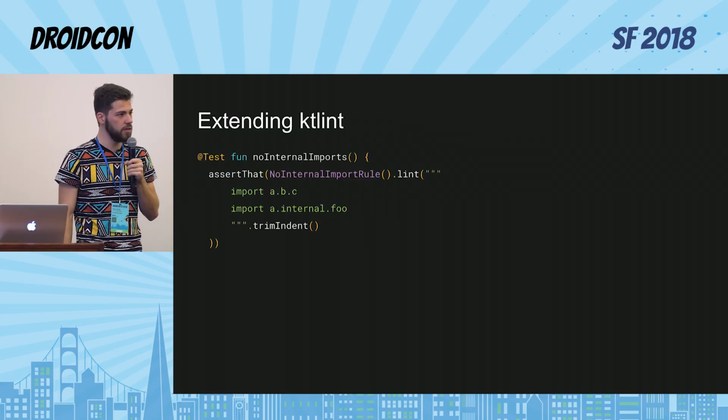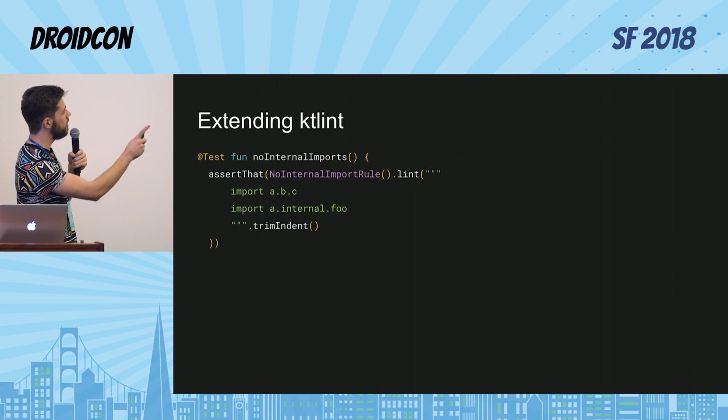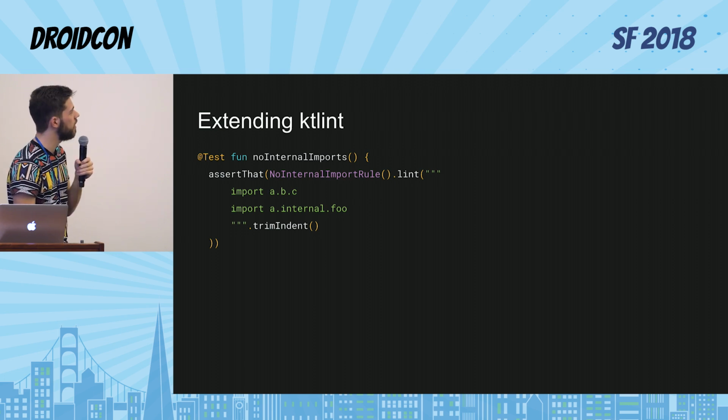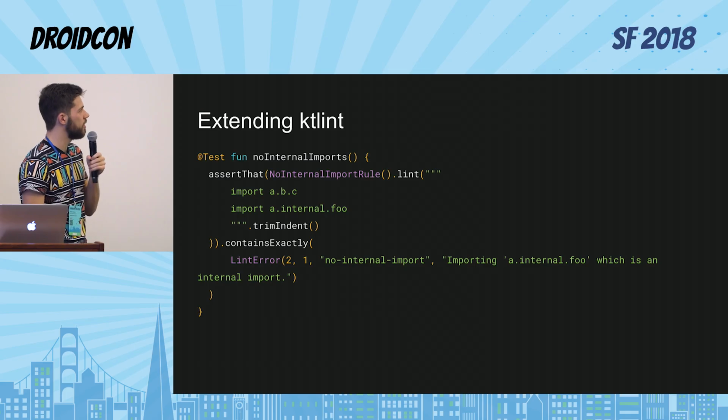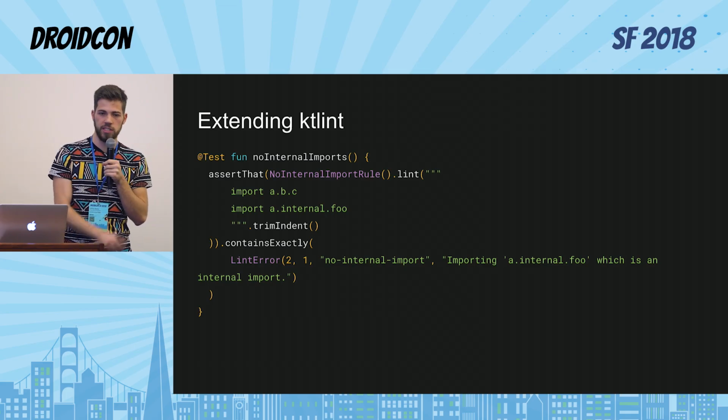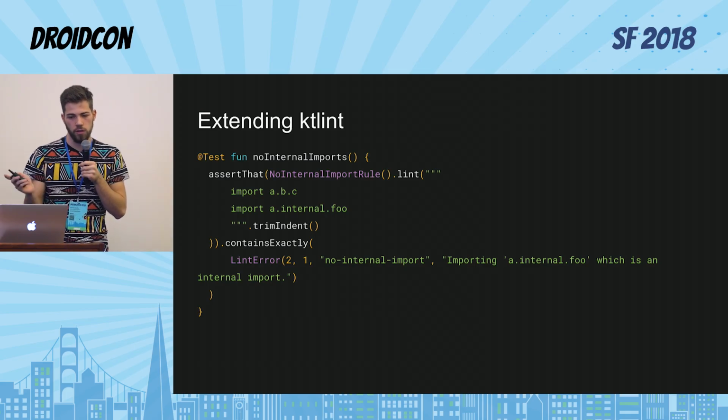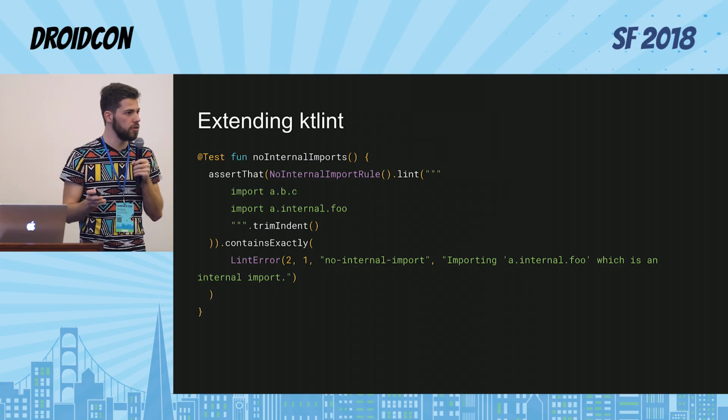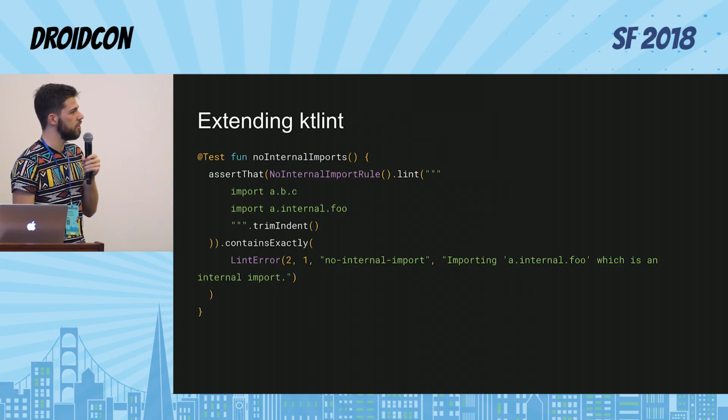So testing that, also super simple. We can instantiate the rule. We can lint it. Same again, we pass the Kotlin file as string. And then we can say, okay, there should be one lint error on the second line at offset 1, importing an internal foo, which is an internal import. So also that's super easy and straightforward.